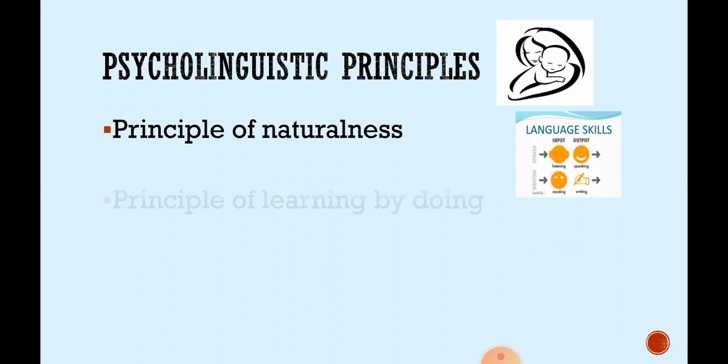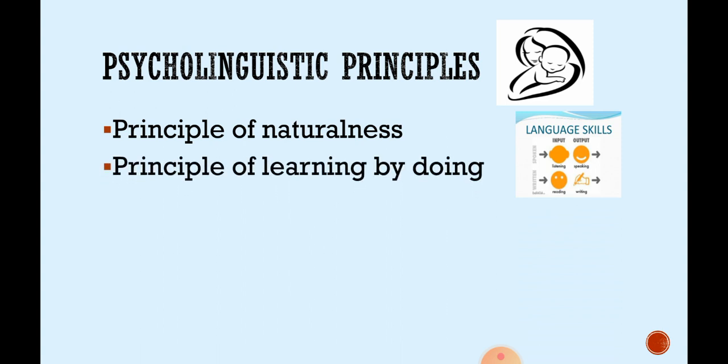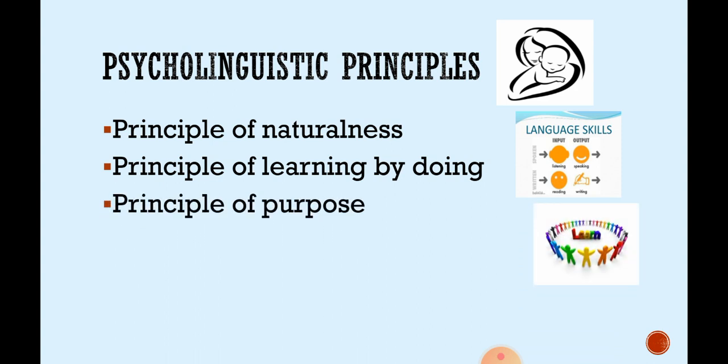Principle of learning by doing. Language focus is to develop four skills such as listening, speaking, reading, and writing. A child learns effectively by doing. He learns the language by model reading, imitation reading, silent reading, writing, dictation, and spelling, which are essential. Principle of purpose. Everything in the world has its purpose. So English is also learned for a purpose, like social, scientific, academic, and literary fields.